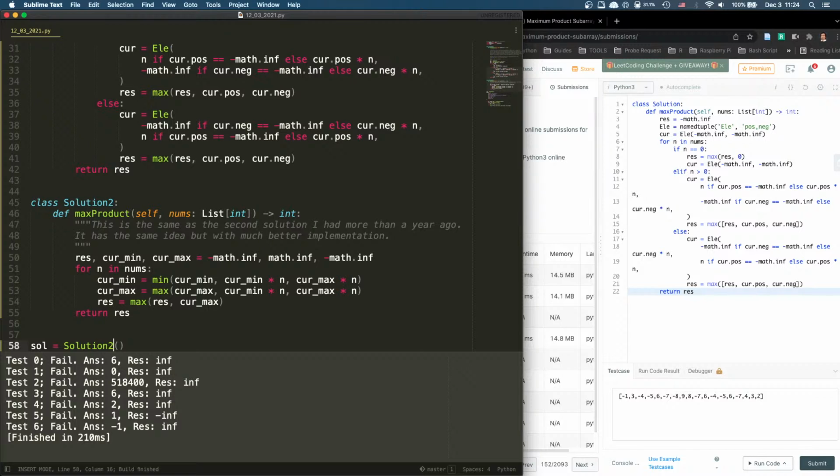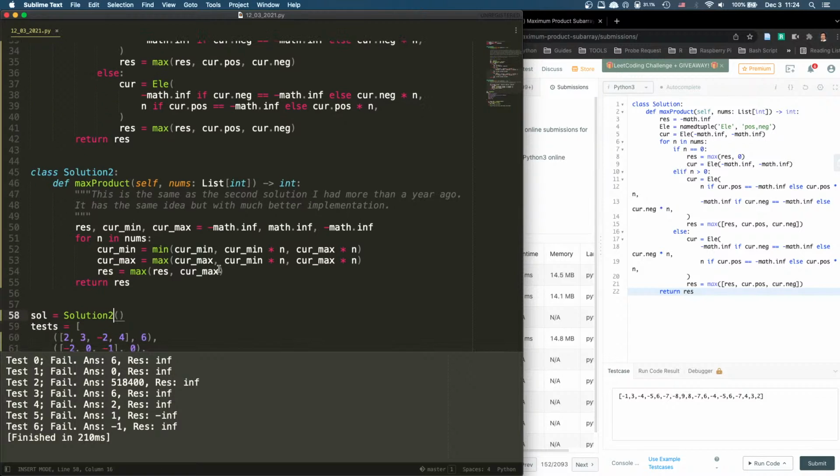Nope, this is not right. We got infinity. How? Oh, because current min is math.inf. Okay, so I cannot do this. Okay, let's do nums[0]. Oh, I can actually do this.